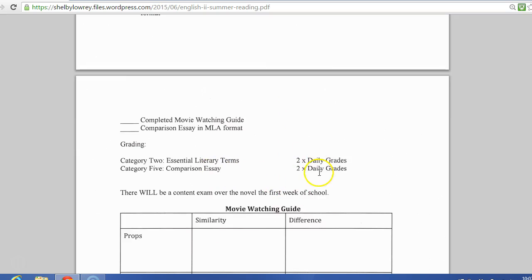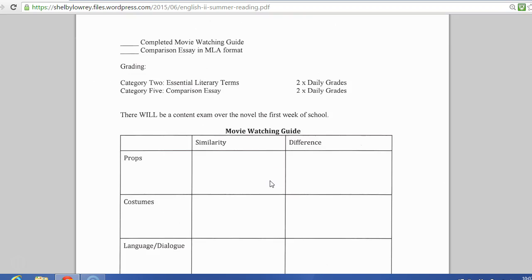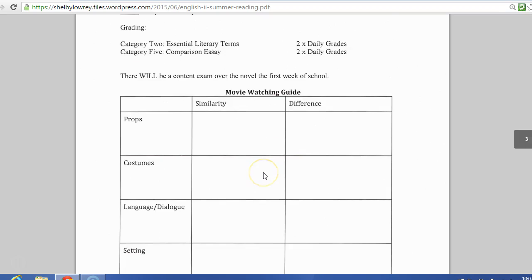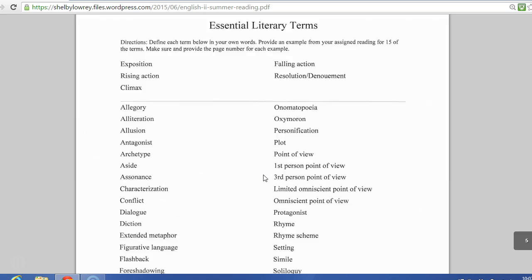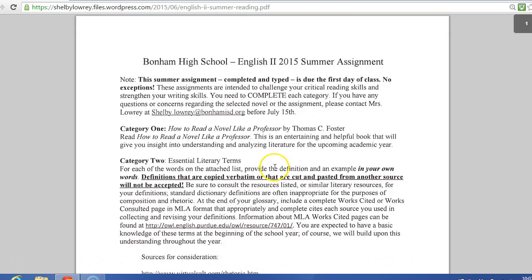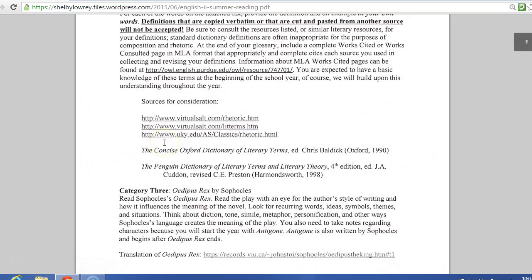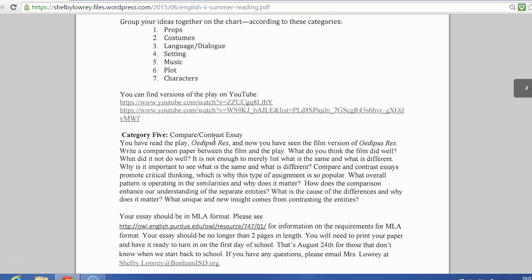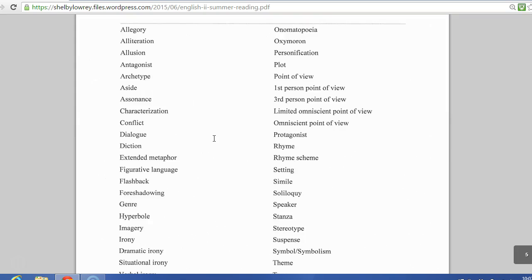Guys, you will be graded over these. You have the literary terms, that's 2 daily grades, and your comparison essay is 2 daily grades, and your exam grade will come from a test over the play. I know it says novel, but it's actually a play. The first week of school. So make sure that you are very well versed in the characters and you have your notes and stuff. It's not an open note test, but you will have a test the first week of school over the play. So again, let's go back up here to the top, and you have your categories, you've got your due date, you've got all of your resources, and your words at the bottom.